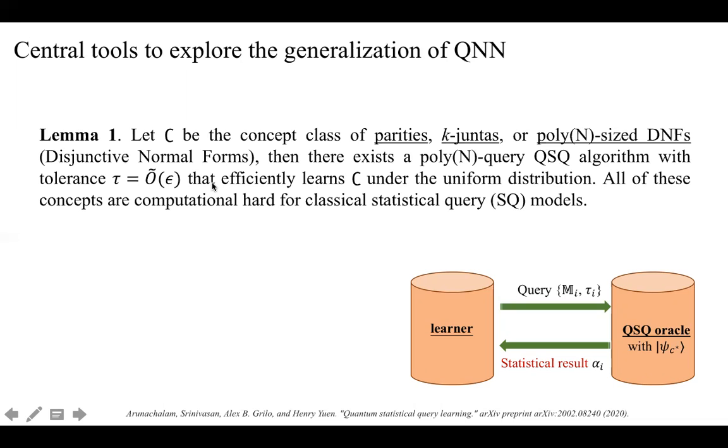We also use this lemma to understand the generalization of quantum neural networks. Specifically, let C be the concept class of parities, k-juntas, or poly(n)-sized DNFs. Then there exists a poly(n)-query QSQ algorithm with tolerance tau that efficiently learns the concept class C under the uniform distribution. Note that all of these concepts are computationally hard for classical statistical query models.